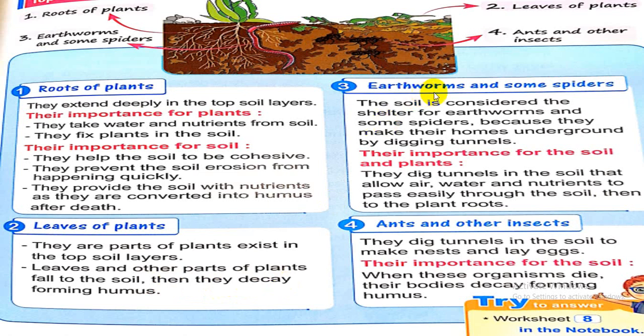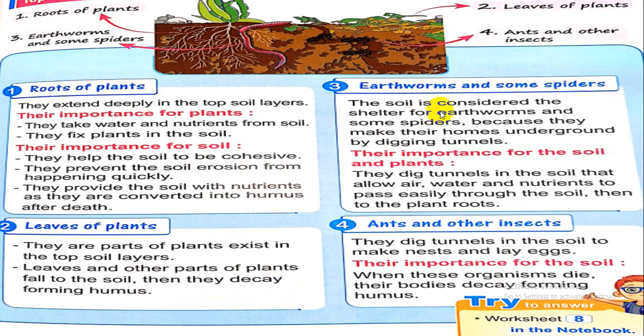Number three, earthworms and some spiders. The soil is considered the shelter, like a home, for earthworms and some spiders because they make their homes underground by digging tunnels. What is the importance of these living organisms like earthworms and spiders for the soil and the plants? While digging tunnels in the soil, they allow air, water, and nutrients to pass easily through the soil, then to the plant roots.